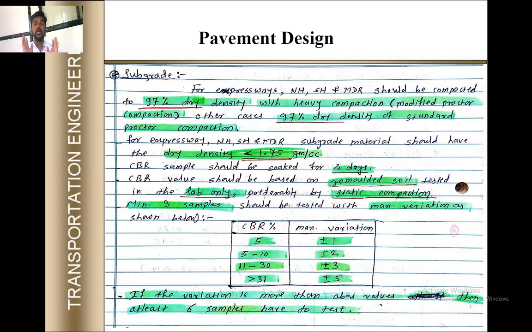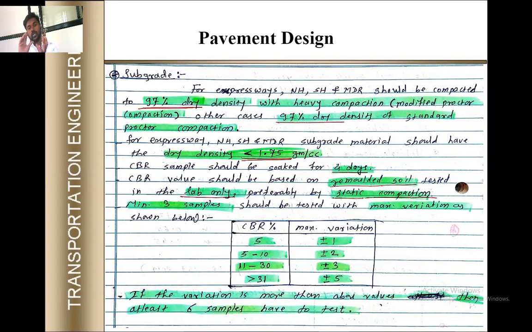Please keep in mind, the CBR test is a laboratory test. Whenever we are doing the CBR test, we have to do it in the lab only, and we have to take soil which is remolded. Preferably we go with static compaction, no need to go for dynamic compaction. Then a minimum of 3 samples have to be tested, and the maximum variation is shown below. Minimum we have to prepare 3 samples.